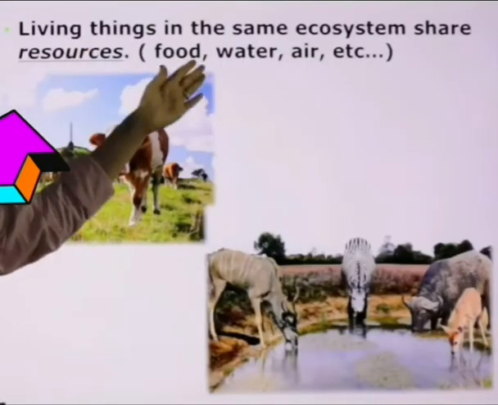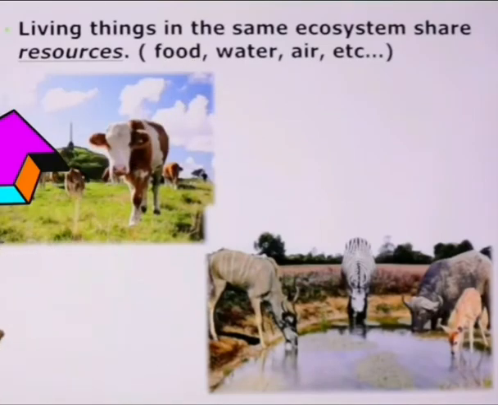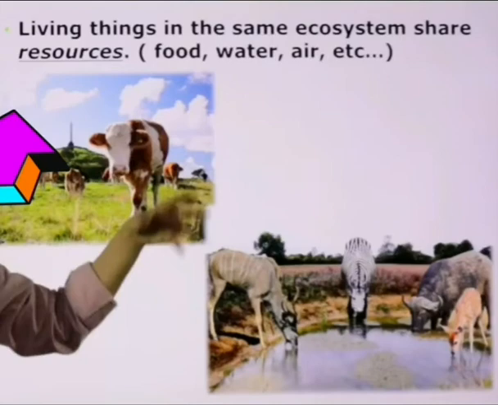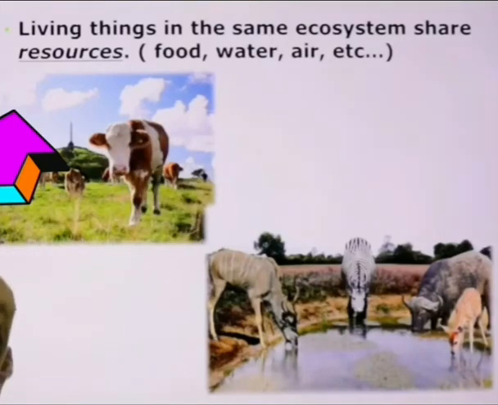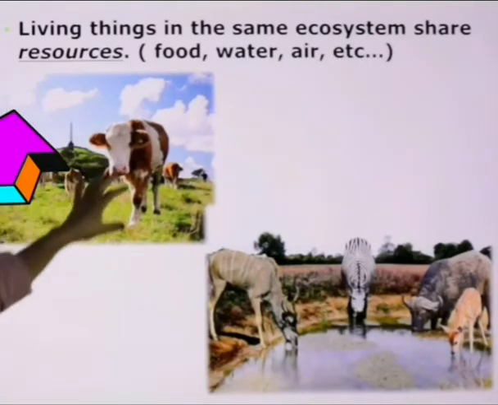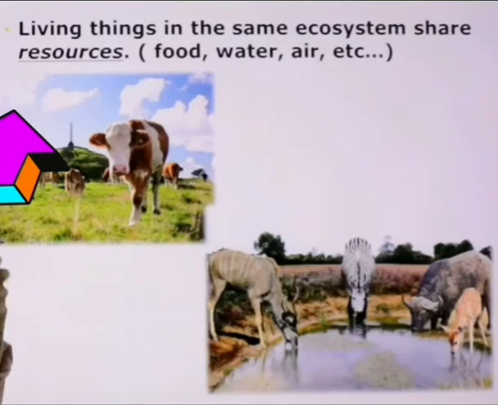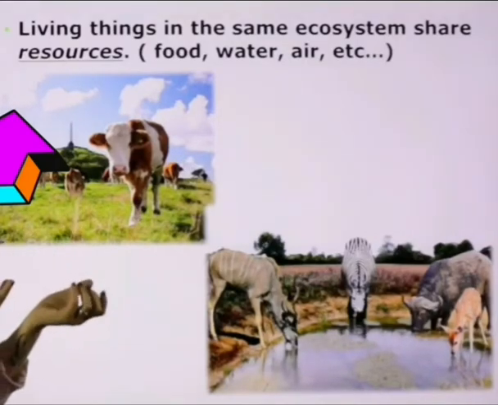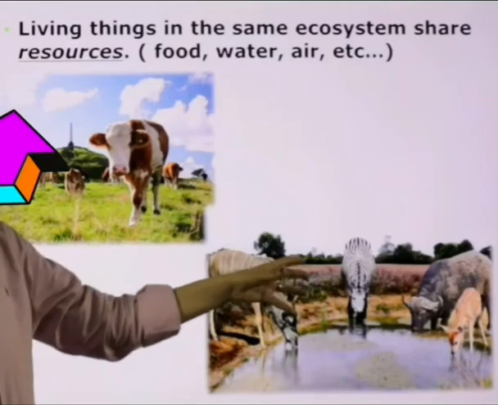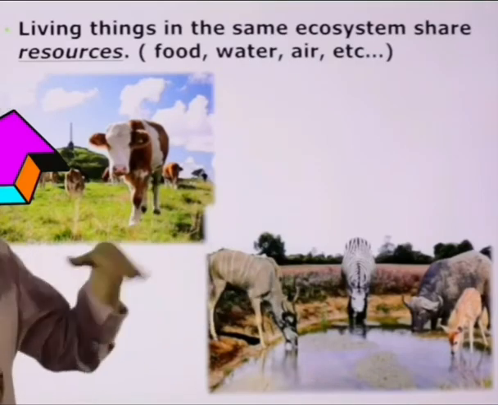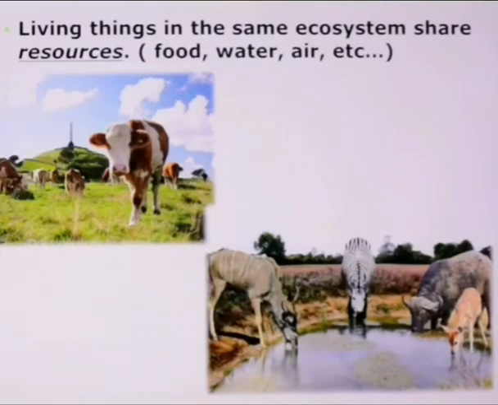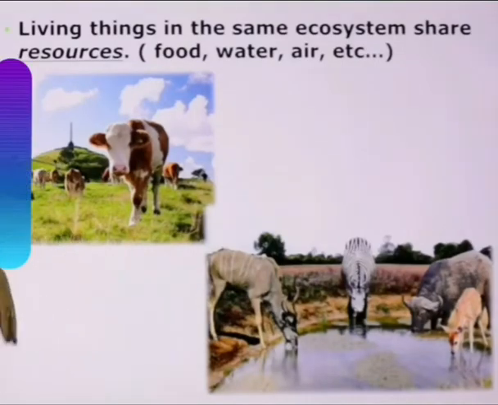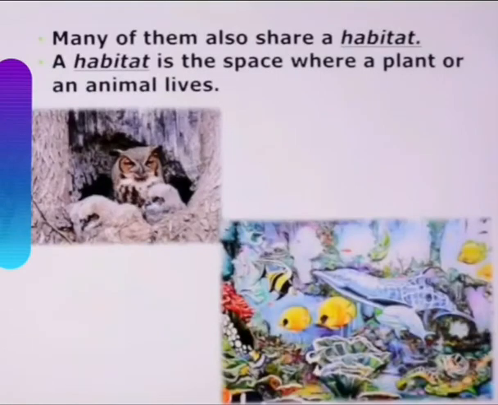Living things in the same ecosystem share resources. Resources are food, water, air, etc. Everything that keeps them alive is called a resource, okay? So these living things, they share resources because they live in the same place. These cows, they're sharing the grass. The grass is a resource because it's food. It gives them energy. These animals here are from different populations or different species, but they're all sharing the water. So here is how animals or living things share resources in their ecosystem.